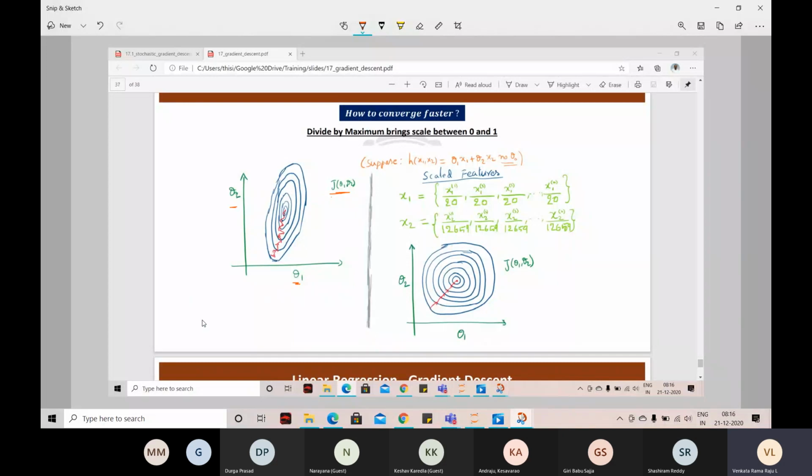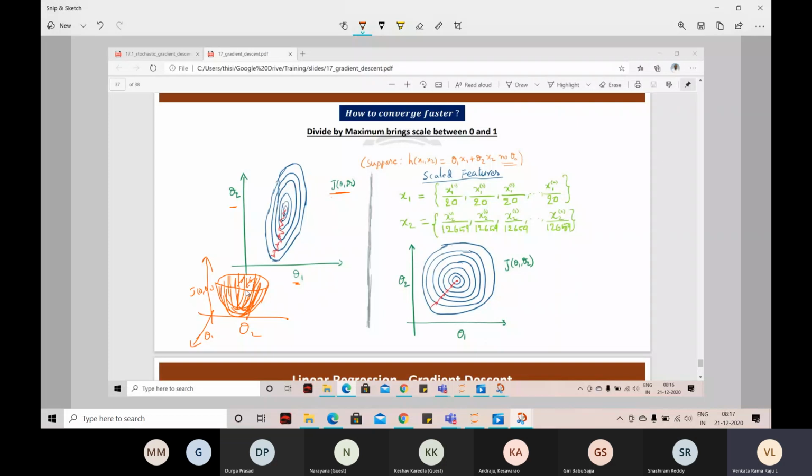The plot was like this. This is theta 1, this is theta 2, and this is J of theta 1, theta 2. So if you have three dimensions, then what happens? This curve becomes a bowl. Do you agree? This curve becomes a bowl. Yes, like that.